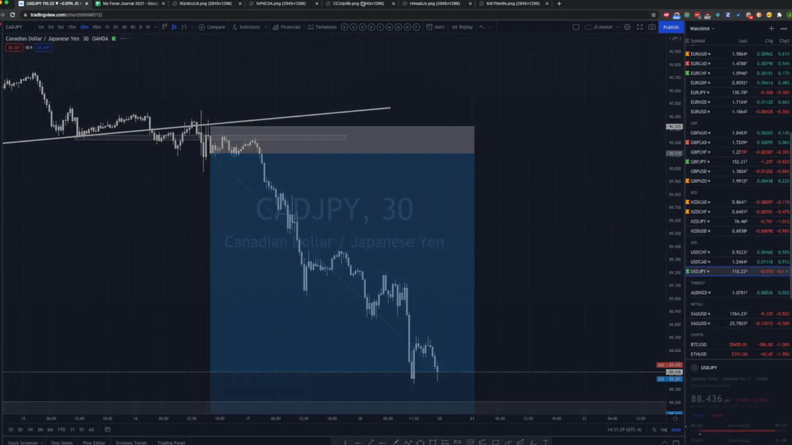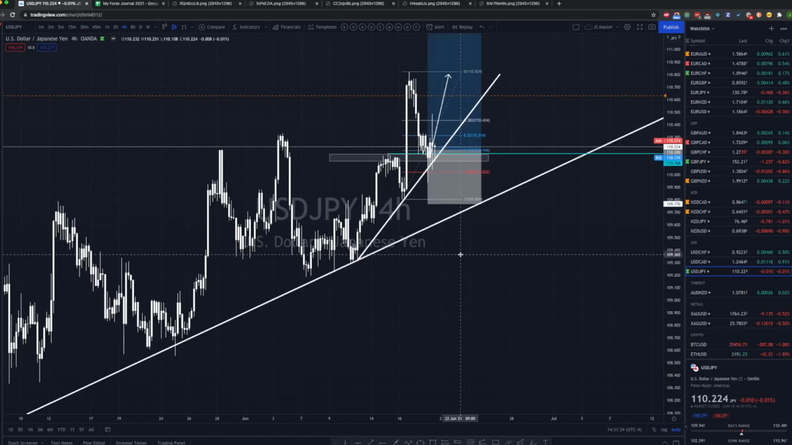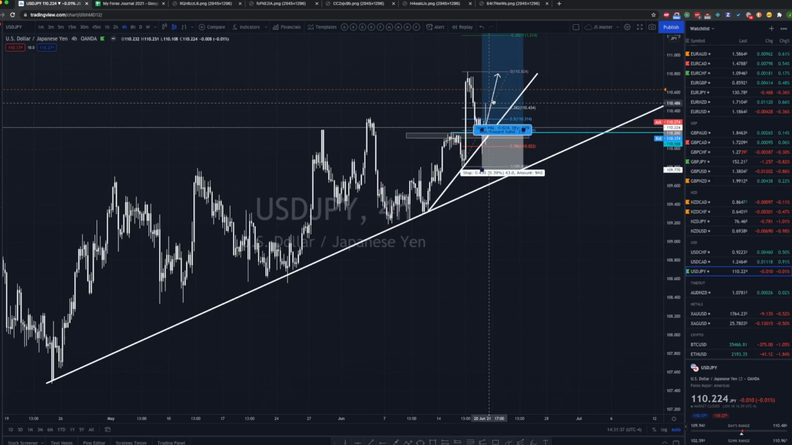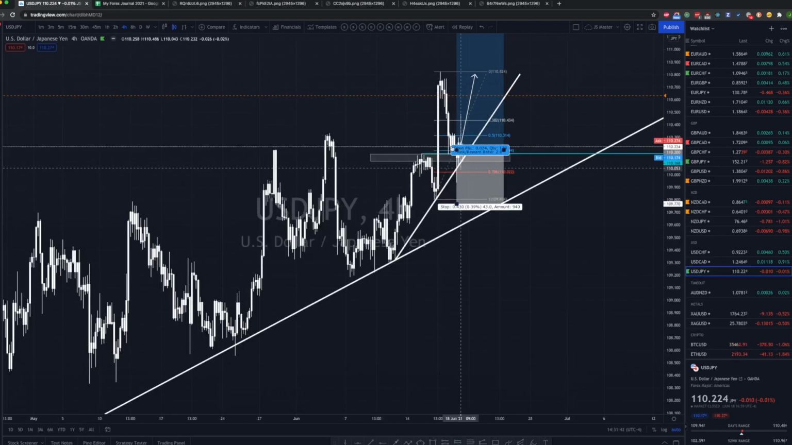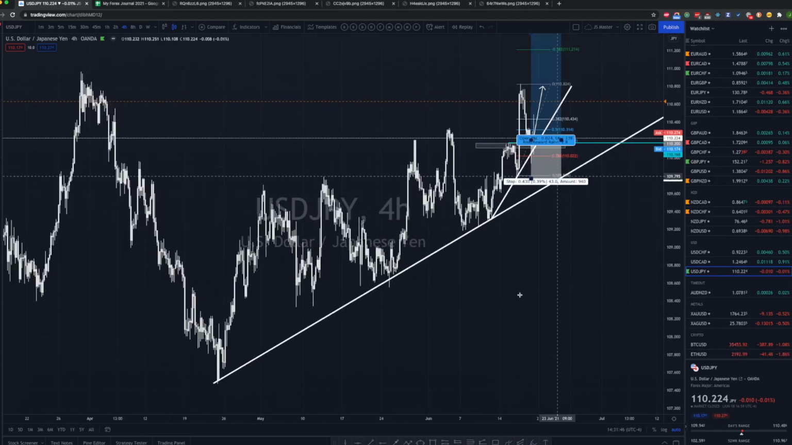USDJPY for time frame. Okay, so this is pretty much the setup, right? We have this shorter term, steepish little trend line here. You've got your first touch here, second touch here, third touch here, together with price being in this nice little uptrend for some time.